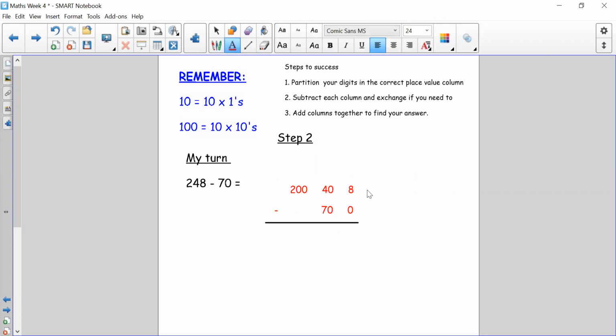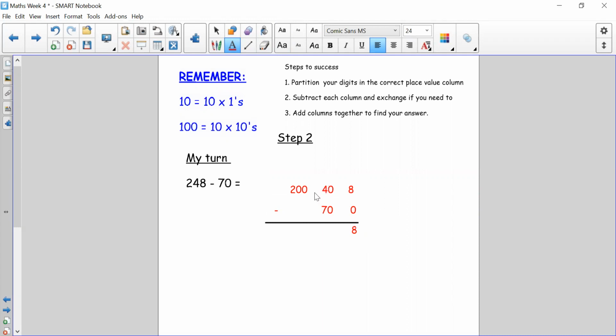So let's have a look at our ones. 8 take away 0, we know 8 take away 0 is 8. That's easy to do, making sure we keep our digits nice and neat in the correct place value column. Okay, so we need to move that digit over because it's just slightly out. Right, 40 take away 70. Oh, I can't do that.